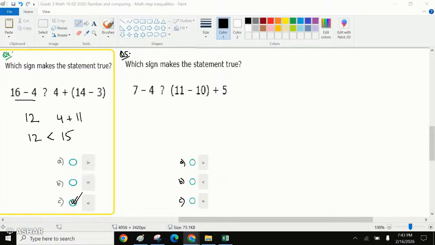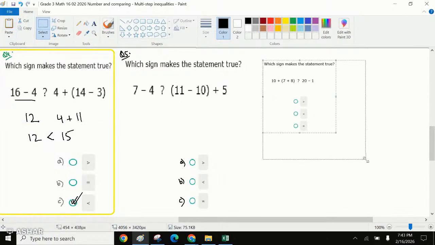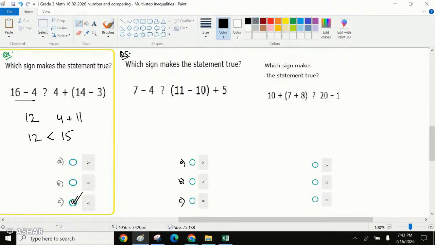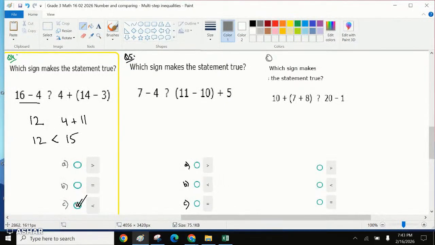Solomon, complete this. Okay. So for question number 5, it would say 3 is less than 6. Let's see. 7 minus 4 was 3. 11 minus 10 is 1 plus 5. Thank you so much. 3 is less.